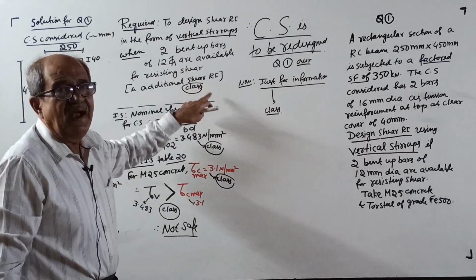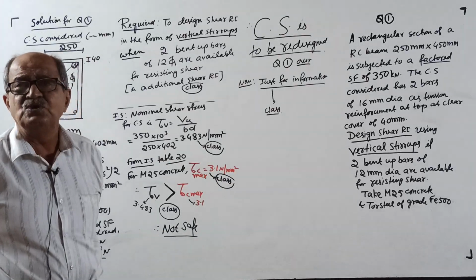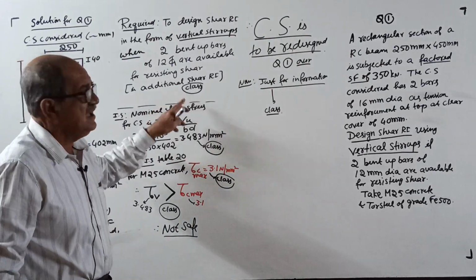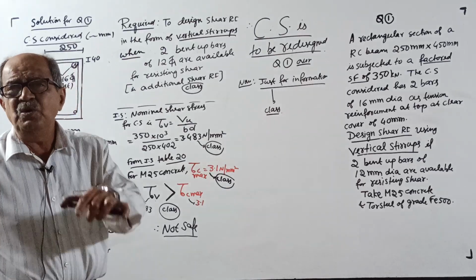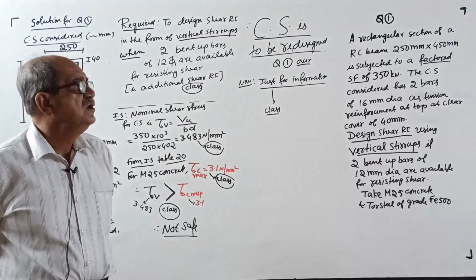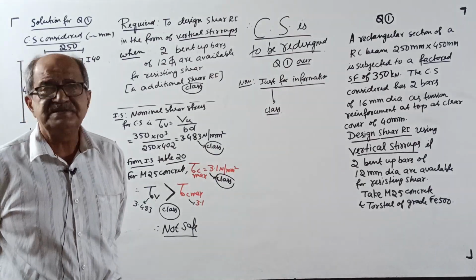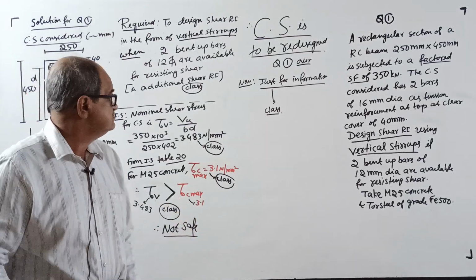So remember, that's why IS code called vertical stirrups also shear reinforcement. These bent up bars are also shear reinforcement. I told you earlier, to differentiate them we will use one suffix: for vertical stirrups, ST; for bent up bars or cranked bars, CR. That will come later. Okay, start.